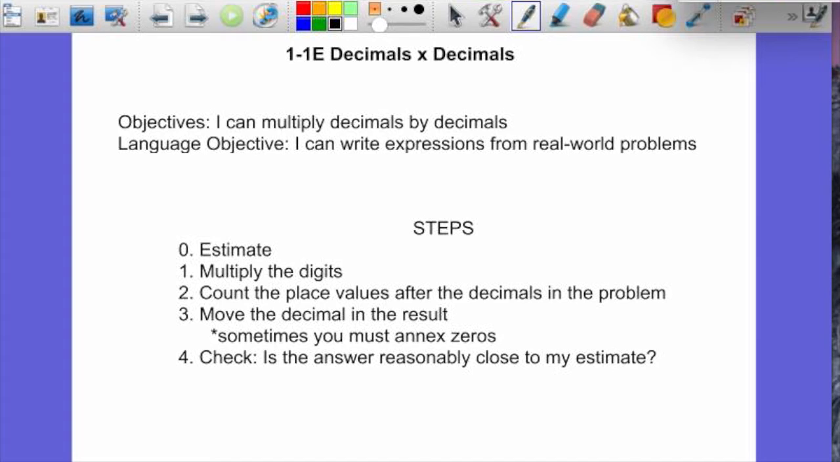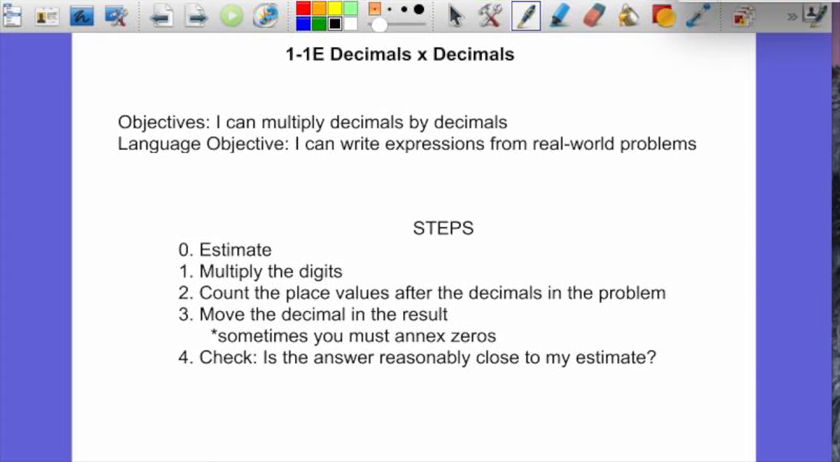Okay, hi everybody. Today we're going to talk about multiplying decimals by decimals. So you're going to need your foldable out so you can write down the steps. Our objective today is that I want you to be able to multiply a decimal by a decimal, and your language objective is I can write expressions from real world problems.